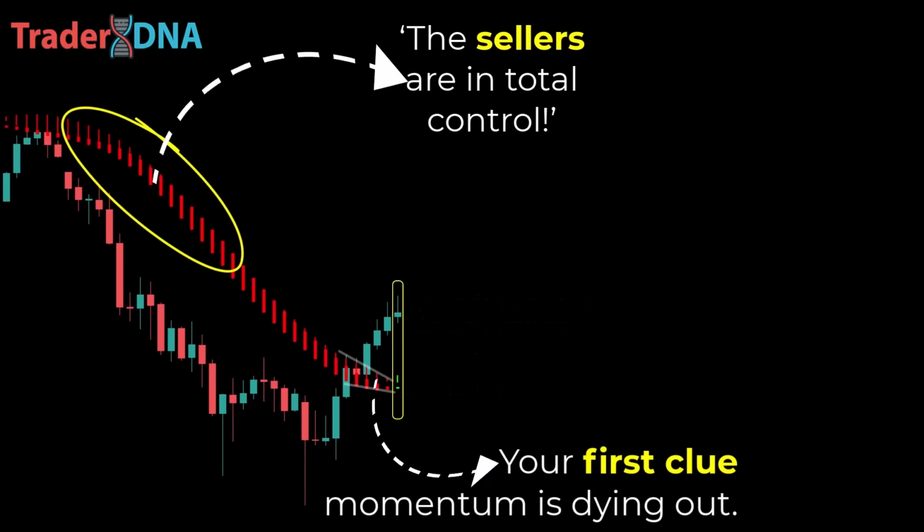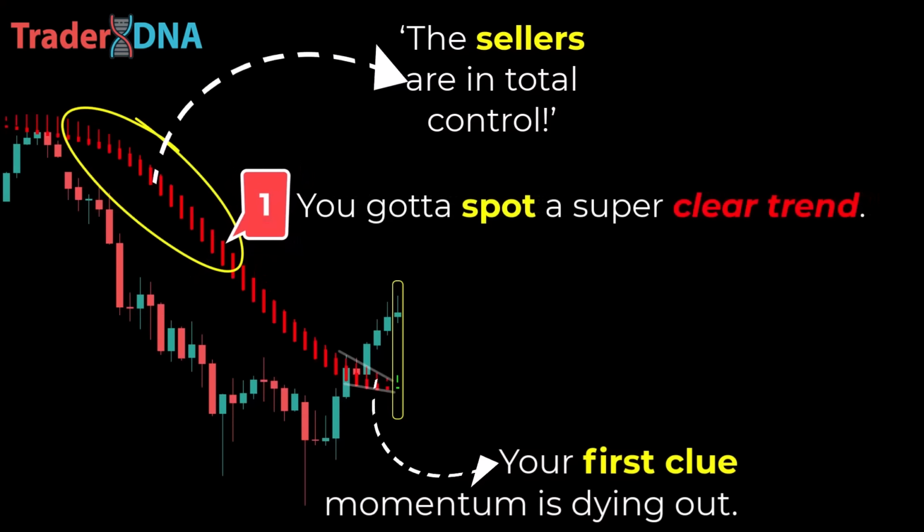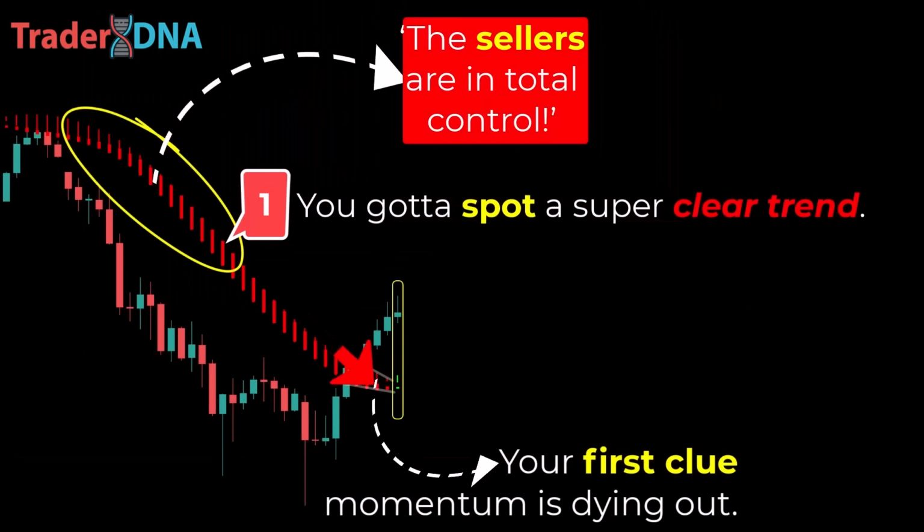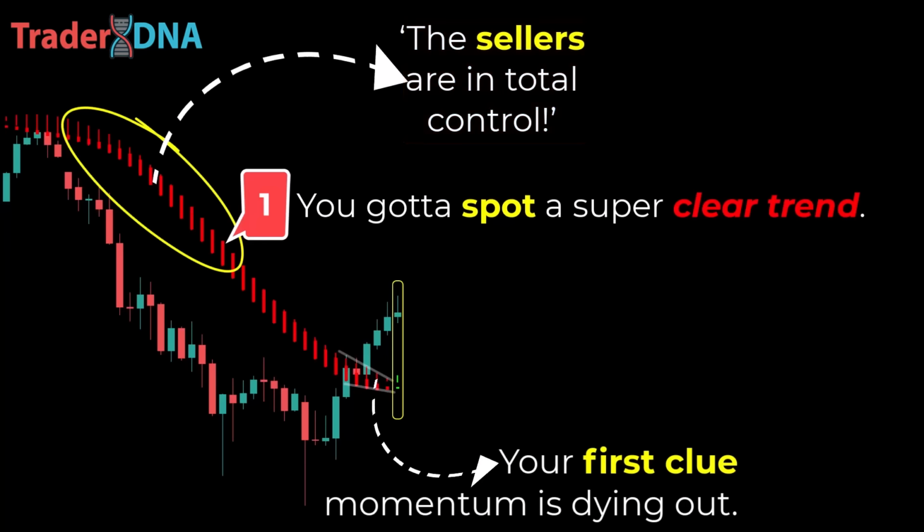Step 1, pay attention. You gotta spot a super clear trend. Right here, boom, price is crashing down and the indicator is spitting out massive red candles. That's your proof. Sellers are in full control. This is a strong downtrend.